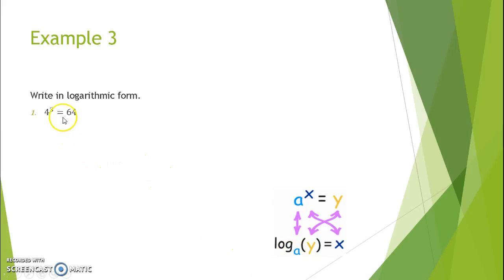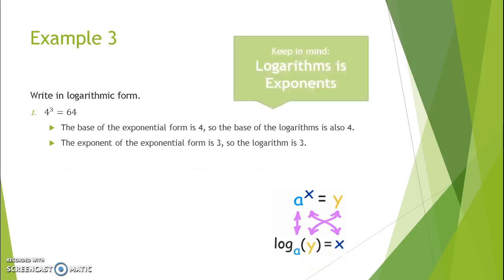Then we also remember that in the logarithmic form, the exponent is the logarithm, right? So this is the result of the logarithm. Remember that the input of the exponential form is the output of the logarithmic form. So our exponent, 3, is going to go out here. And then 64, which is the output of the exponential form, is actually the input of the logarithmic form. It is the argument. It's going to be here.